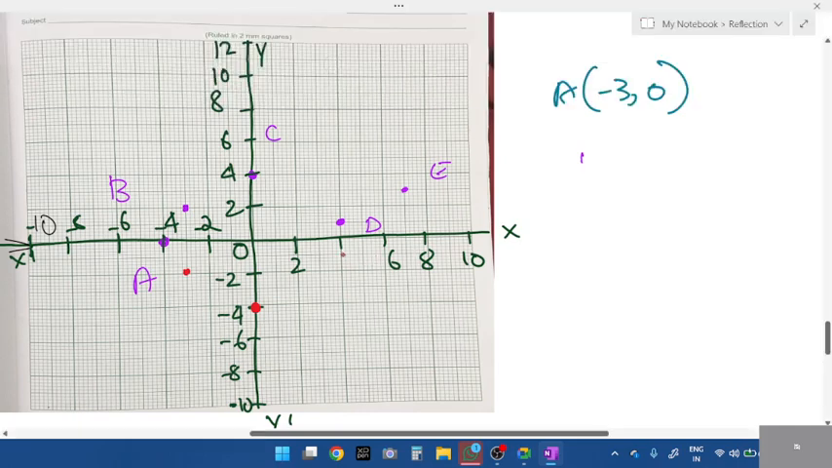4 comma minus 1. Can you see D dash? Right? C dash. B dash. Next. Tell me the next one, students.